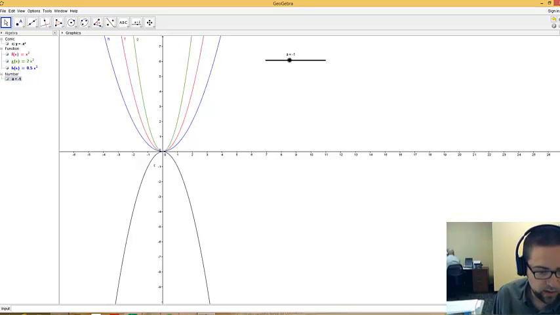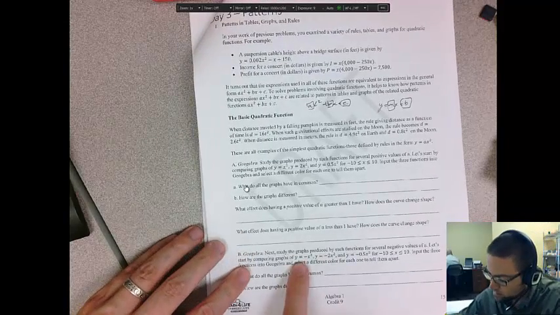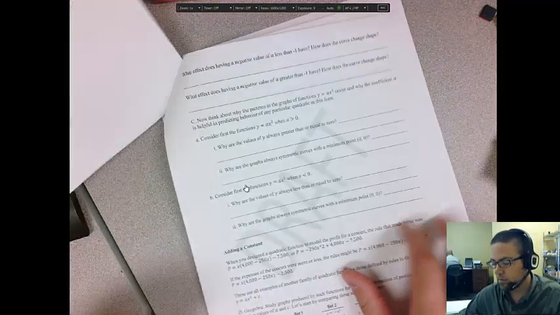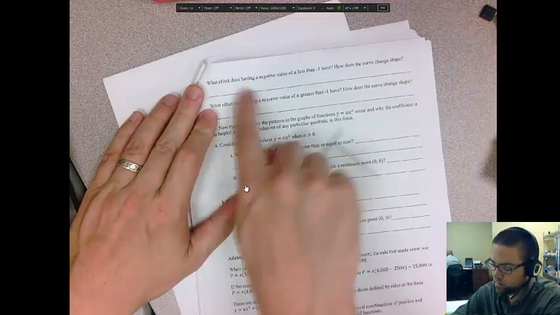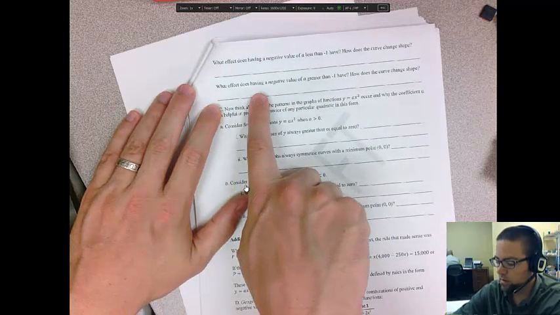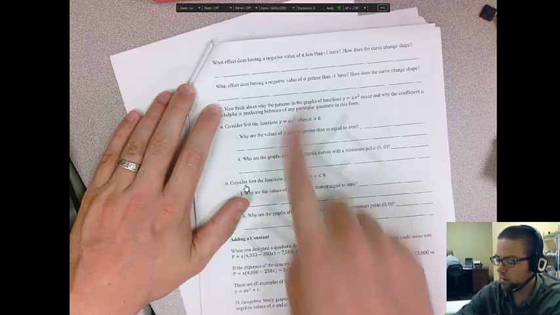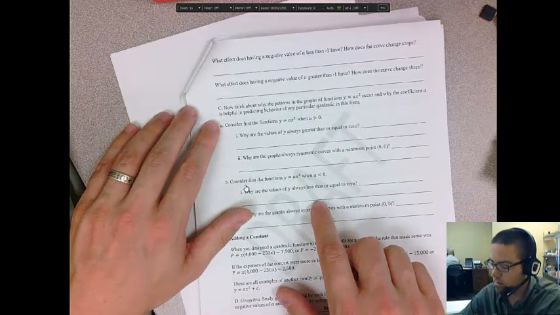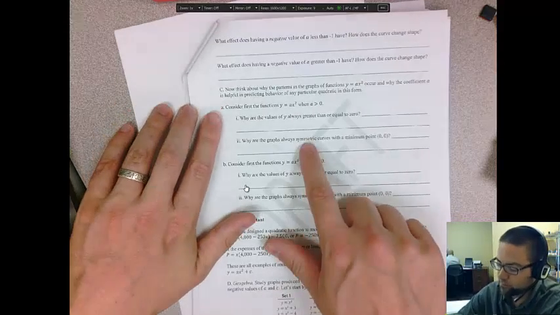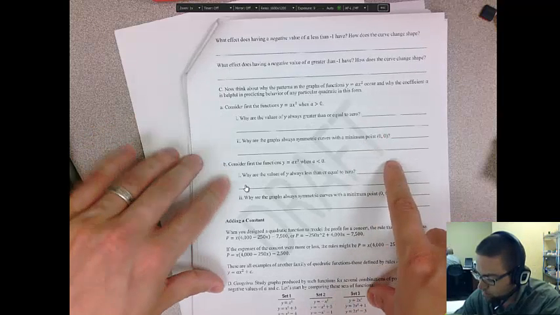Okay, back to the page. That's what you're going to do there: graph the negatives. What do they have in common? How are the graphs different? What is the effect of the negative value when a is less than 1? What effect does a negative value of a greater than 1 have? How does the curve change shape? Okay, so you can go answer those questions.